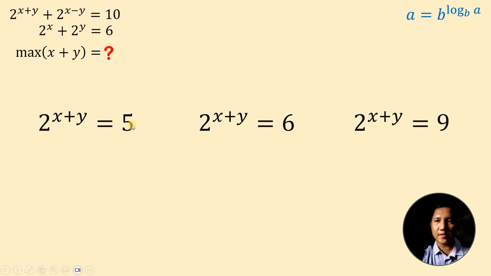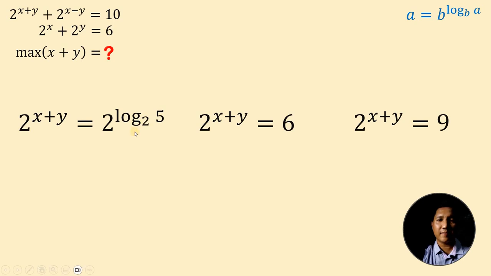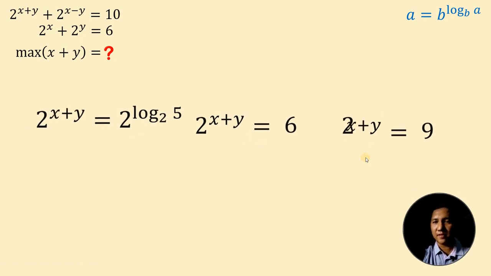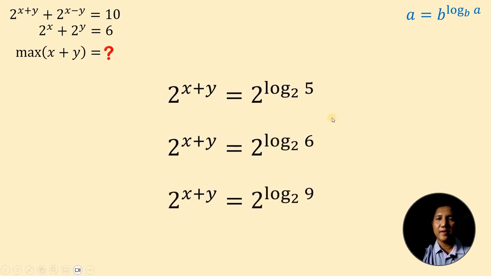Now, using this identity, we can rewrite 5, 8, and 9. And if we do that, we can solve for the value of x plus y. Now, let's do the first one. This 5 can be written as 2 raised to logarithm of 5 to the base of 2. Why do we choose 2? Because the base on the left side is 2. Now, we can do the same thing on the second case and the third case like this. Now, take note that we have 2 equal expressions and we have 2 equal bases. Therefore, their exponents must be the same.